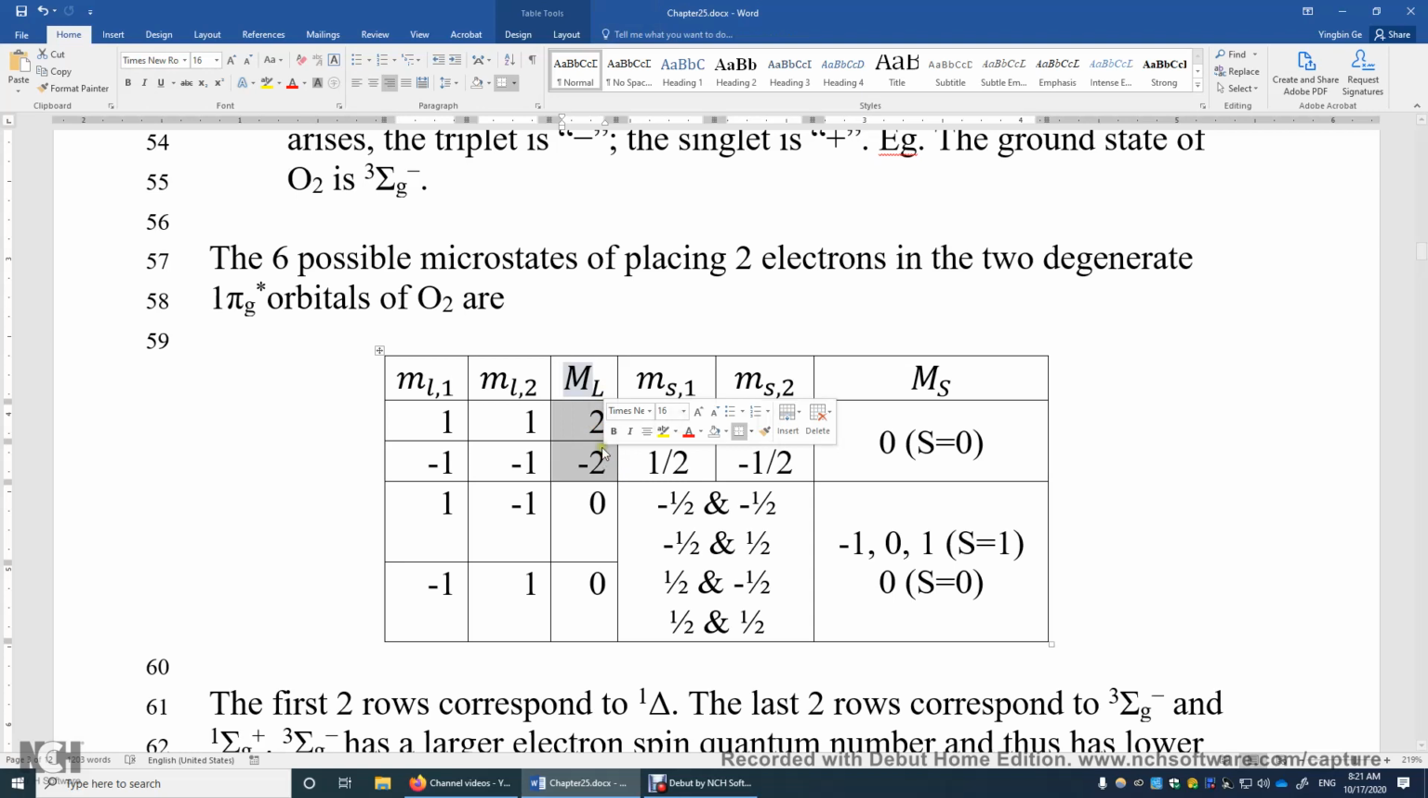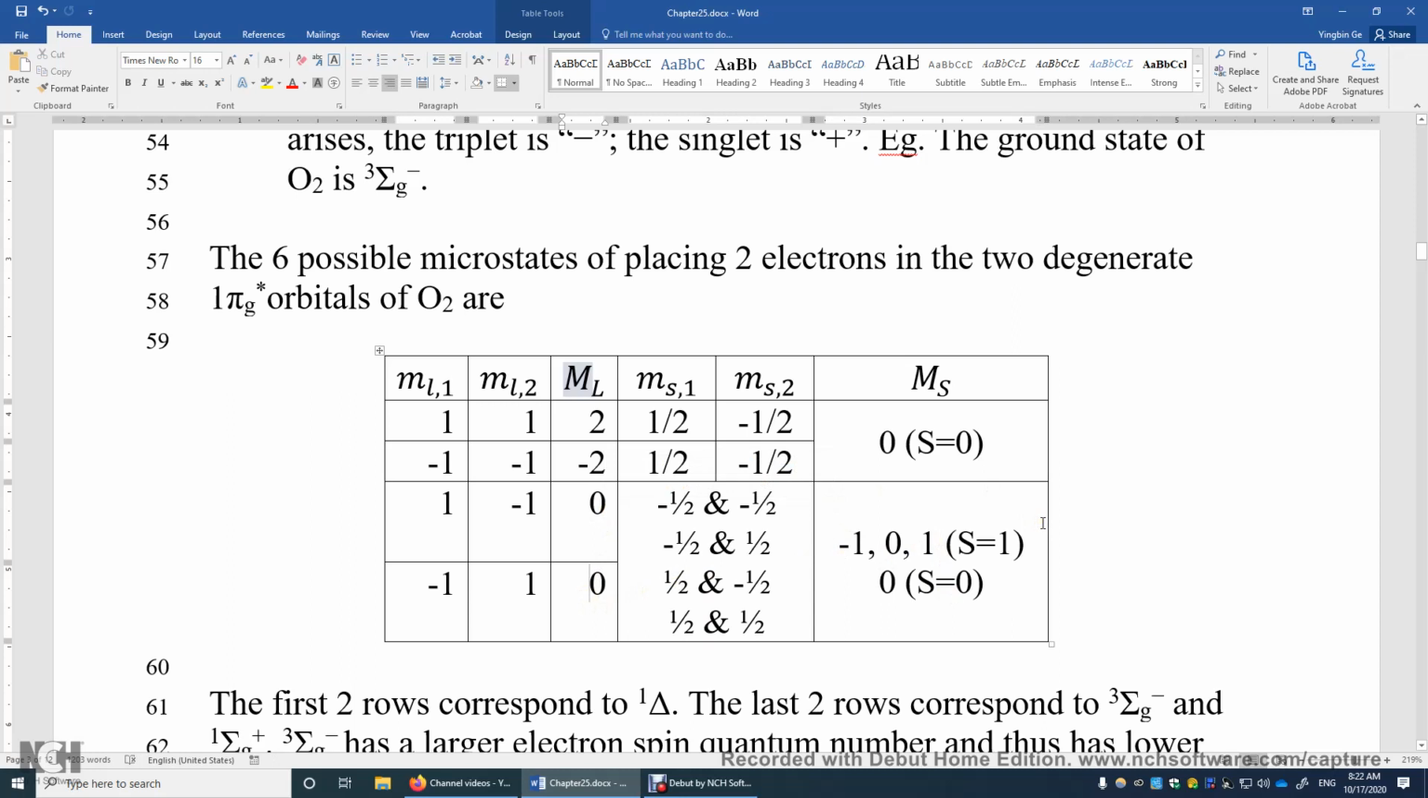In atomic term symbols, you need to have m sub L to be -2, -1, 0, 1, and 2 to determine that the value of L is 2. In the molecular term symbols, m sub L can only be plus minus L and nothing in between. So in this case, it's minus plus 2. Therefore, L is 2. So in this case, these 2 rows give you L equals 2 and S is 0. Now in this case, L is 0, but S can be 1 or 0.